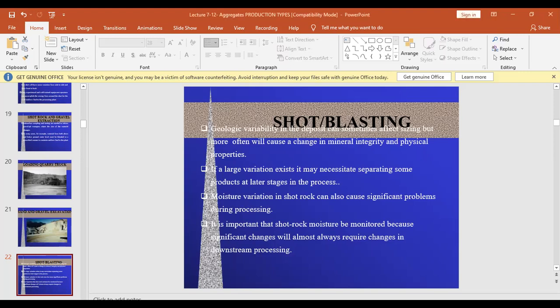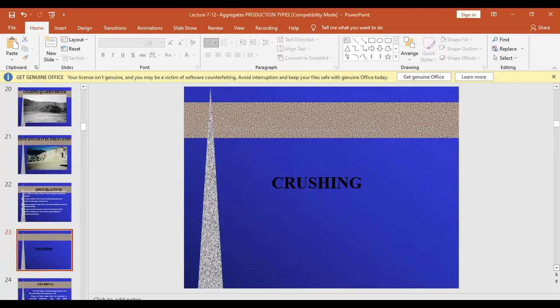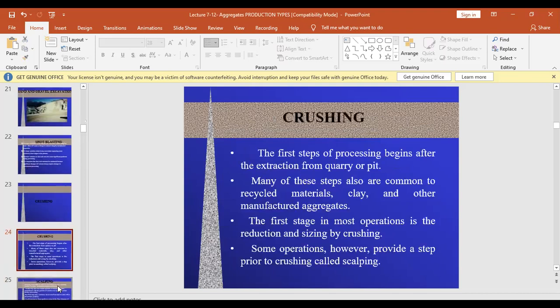Obviously, we are interested in the end product. Then comes the crushing. Once you have transported your rock, you have to crush it to your required size. The first step begins after the extraction from the quarry. Many of these steps are also common to recycled materials, clay, and other manufacturing goods. The first stage in most operations is the reduction in size by crushing. Some operations, however, provide a step prior to crushing called scalping.